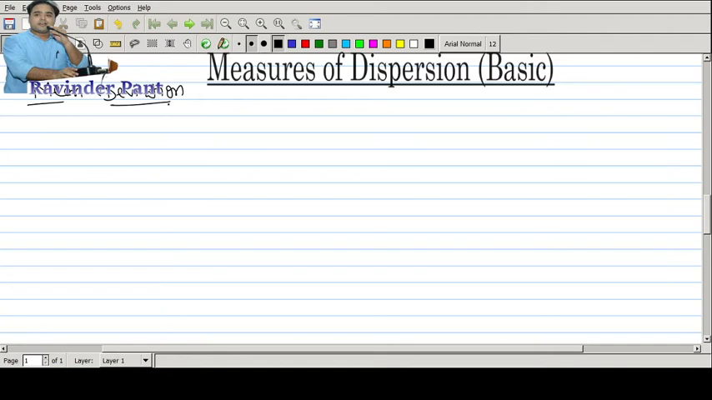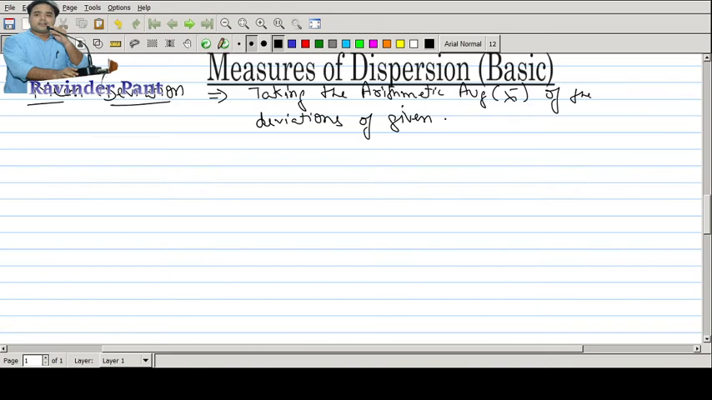So in the mean deviation, this measure of dispersion depends on taking the arithmetic average, your mean, of the deviations of given values from a measure of central tendency.